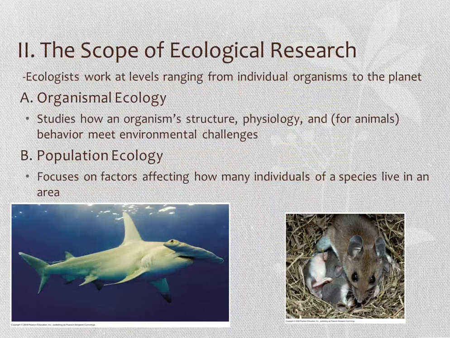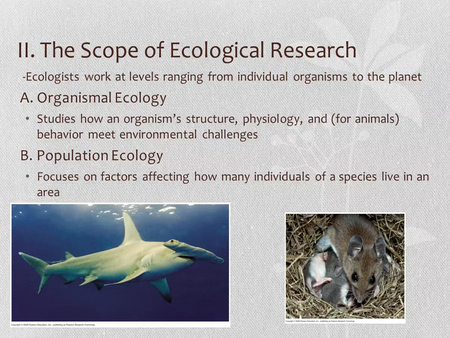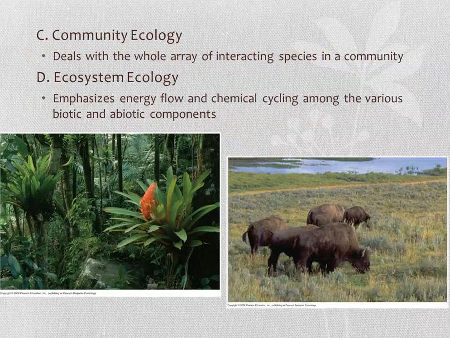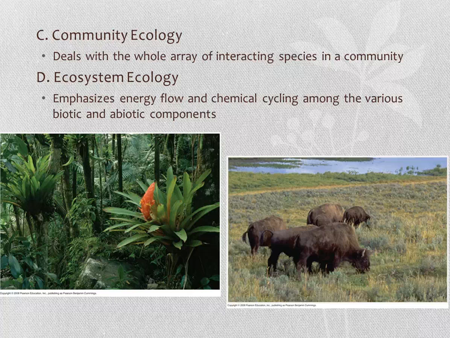Ecology is frequently divided into several subdisciplines, and ecologists look at different levels of organization ranging from individual organisms to the entire planet. Some of the subdisciplines of ecology include organismal ecology, which looks at how organisms' structures, physiologies, and behaviors help them meet environmental challenges. You've got population ecology, which focuses on factors affecting how many individuals of a species live in an area. You have community ecology, which deals with the whole array of interacting species in a community.